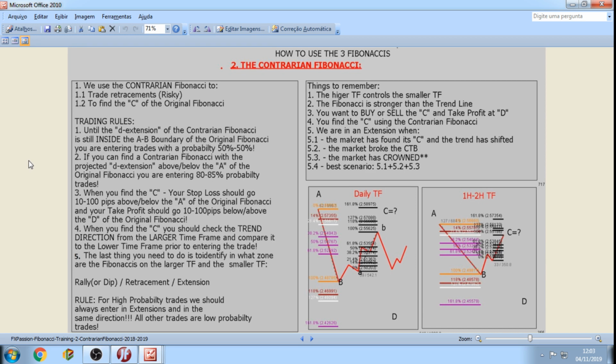Number 2, if you can find a contrarian Fibonacci with the projected D extension above or below the A of the original Fibonacci, you are entering an 80-85% trade. When you find the C, your stop loss should go 10 to 100 pips above or below the A of the original Fibonacci, and your take profit should go 10 to 100 pips below or above the D of the original Fibonacci.